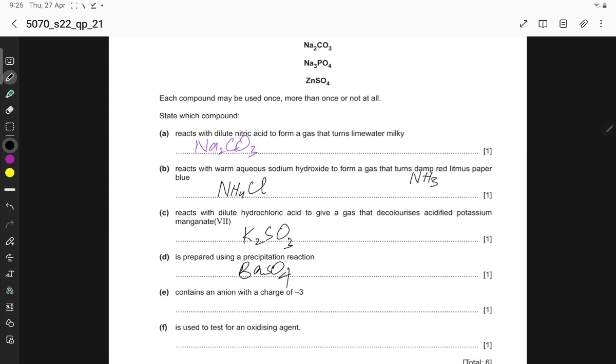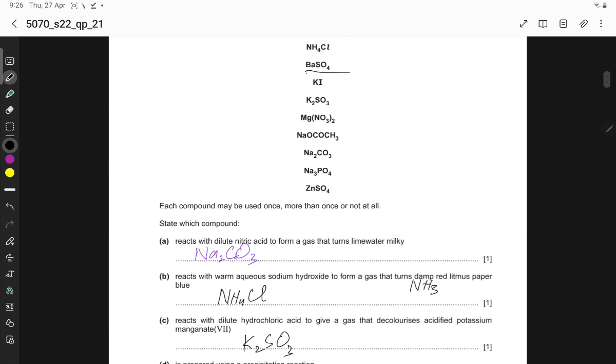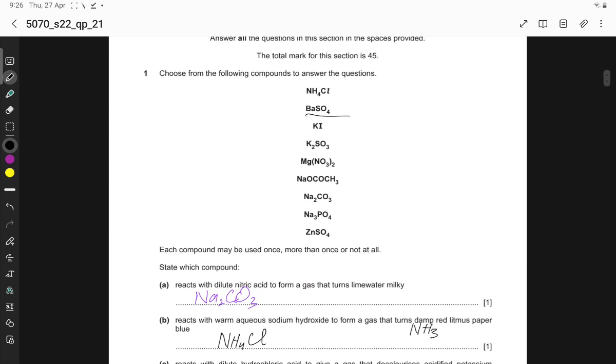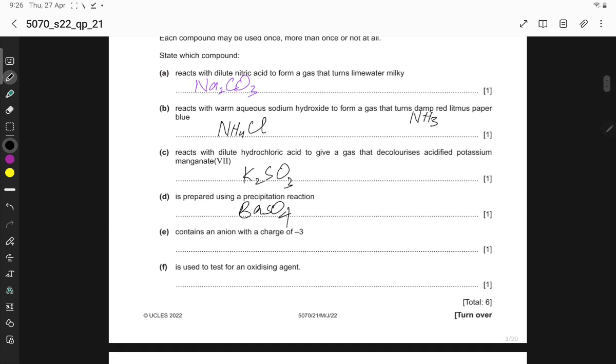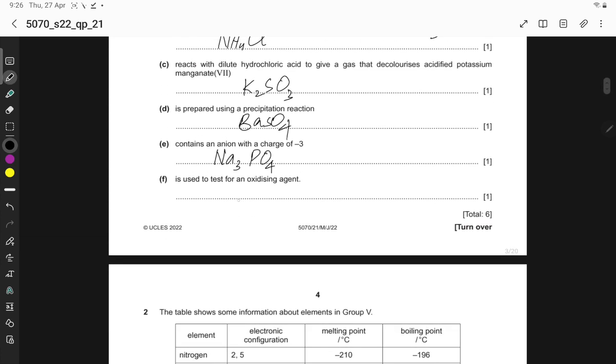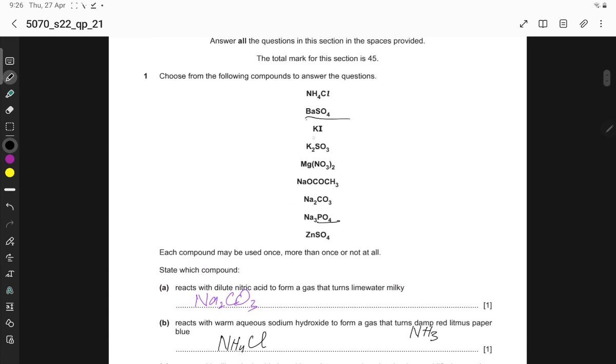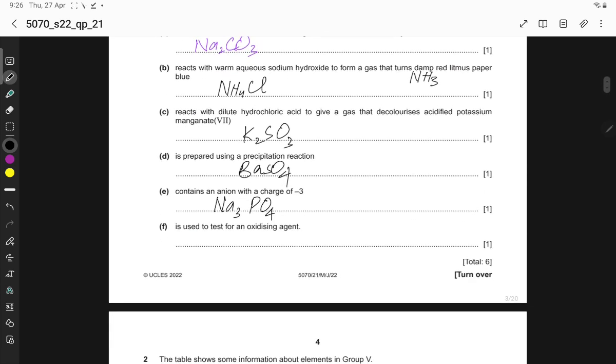Contains anions with a charge of -3. Ions which carry -3: phosphate, Na3PO4. So phosphate carrying -3 charge. Is used to test for an oxidizing agent. So it should be a reducing agent. Potassium iodide is a typical reducing agent. So this is potassium iodide.